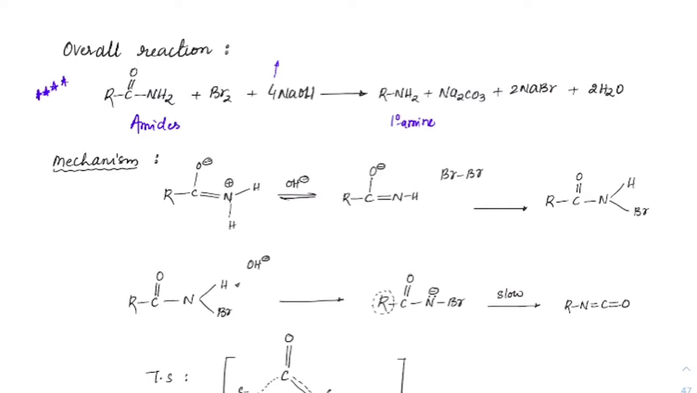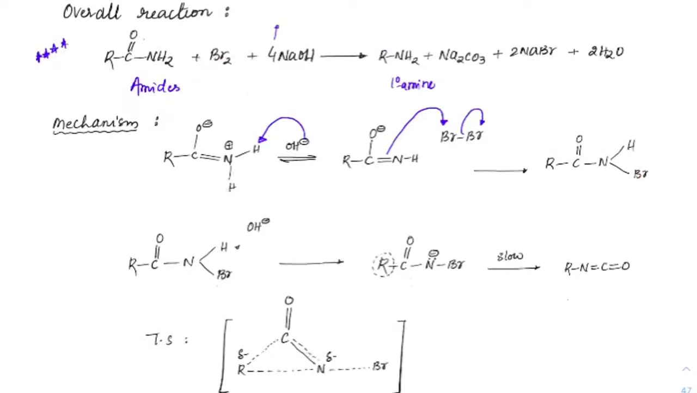If you just recall the mechanism, OH minus will first extract this proton from the amide, and we will have this C double bond O, minus NH, and then this pi will attack here, removing this bromine. We will get N-bromo amide here. Once you have N-bromo amide, OH minus can again attack, removing that H plus and get this N minus charge on it.